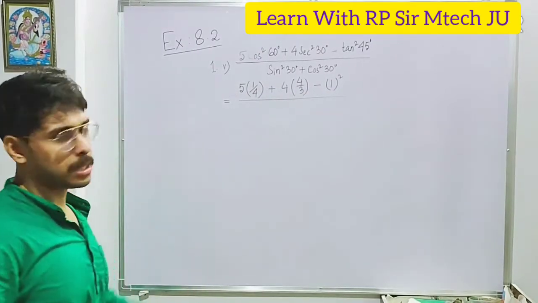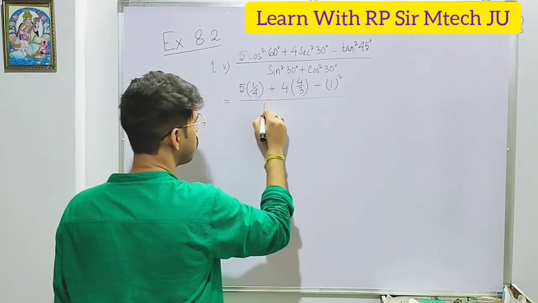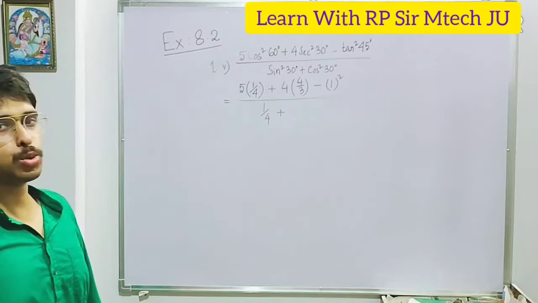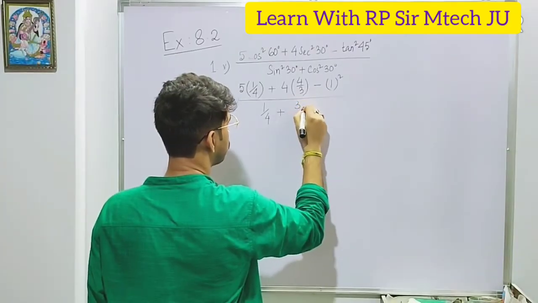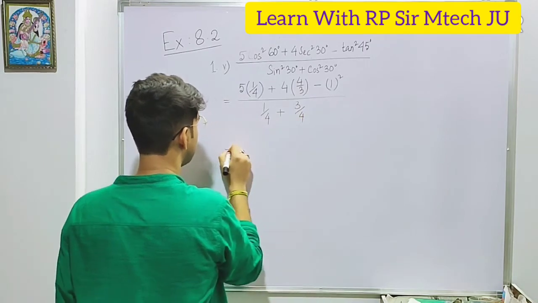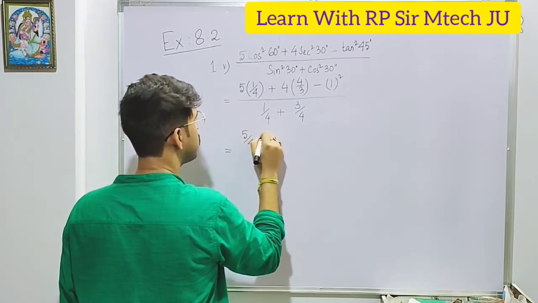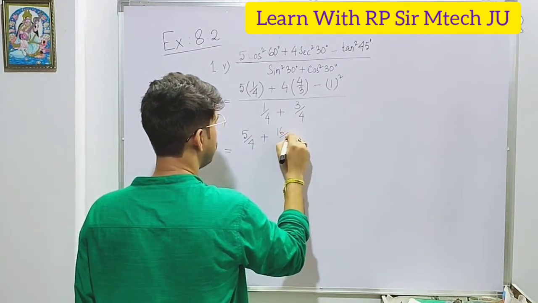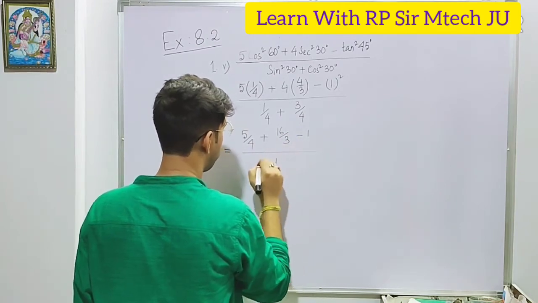Now sin square 30, what is sin 30? It is half, so sin square 30 will be 1 by 4, plus cos square 30, cos 30 is root 3 by 2, so cos square 30 will be 3 by 4. So that will be 5 by 4 plus that will be 16 by 3 minus 1 divided by 1.